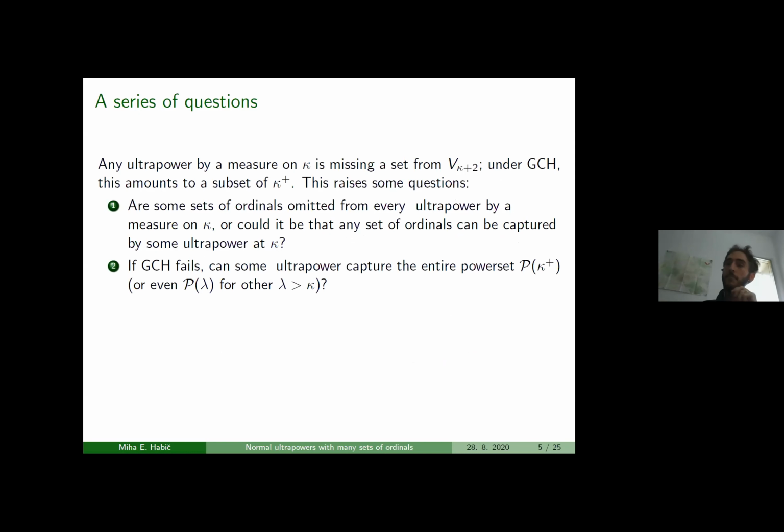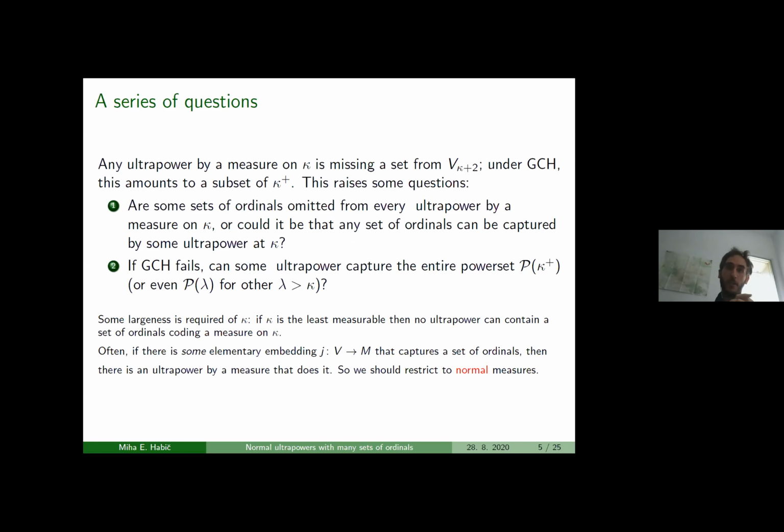All right, so there's some quick observations that we can make about these two questions. So first of all, for question number 1, the local question where we're capturing one set of ordinals at a time, if we want a positive answer to this question, it's not hard to see that we need to require a good amount of largeness of kappa, right? For example, if kappa is the least measurable cardinal, and I take as my set of ordinals that I want to capture a set coding a measure on kappa, then no ultra power at kappa can capture that set, right? A measure on kappa cannot appear in any ultra power at kappa, because by elementarity, that would mean that there are measurables below kappa, but kappa was the least measurable, right? So unless we assume some largeness on kappa, then definitely there will be some sets of ordinals that cannot appear in any ultra power by a measure on kappa, all right?